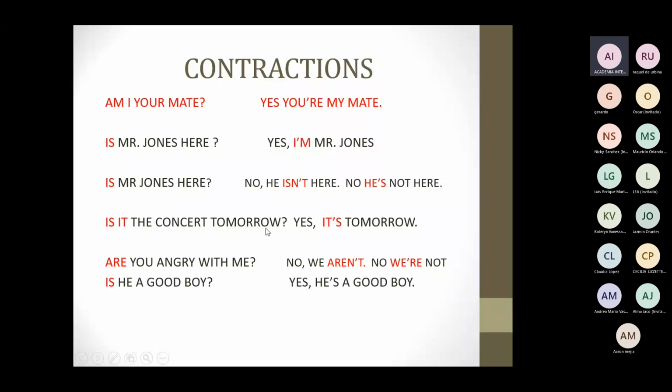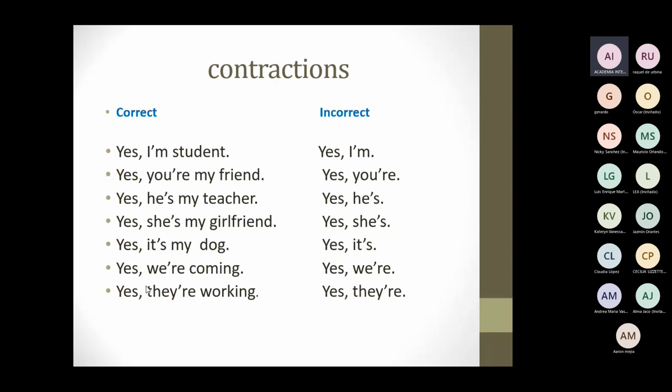Is it the concert tomorrow? Yes, it's tomorrow. Are you angry with me? No, we aren't. Or, no, we're not. Is he a good boy? Yes, he's a good boy. Okay, those are contractions. But here, in this part of the presentation, you can see all the contractions using the verb to be.